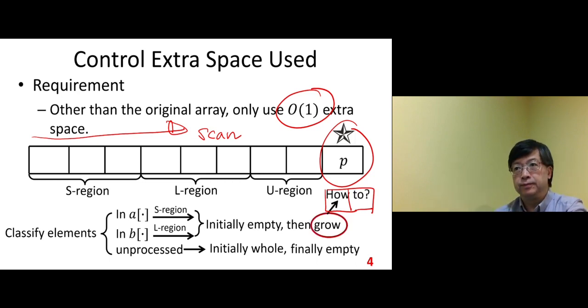The question is how to grow the first two regions and reduce the last region. That detail, we leave it to part B.4.